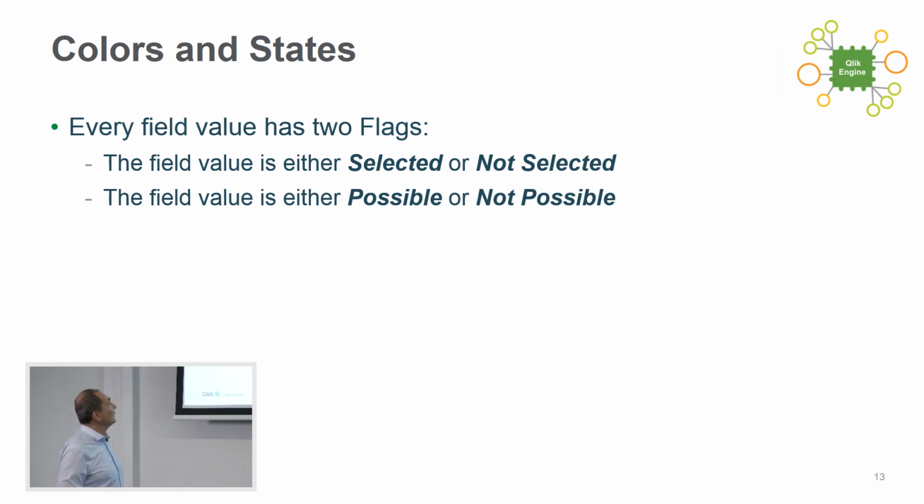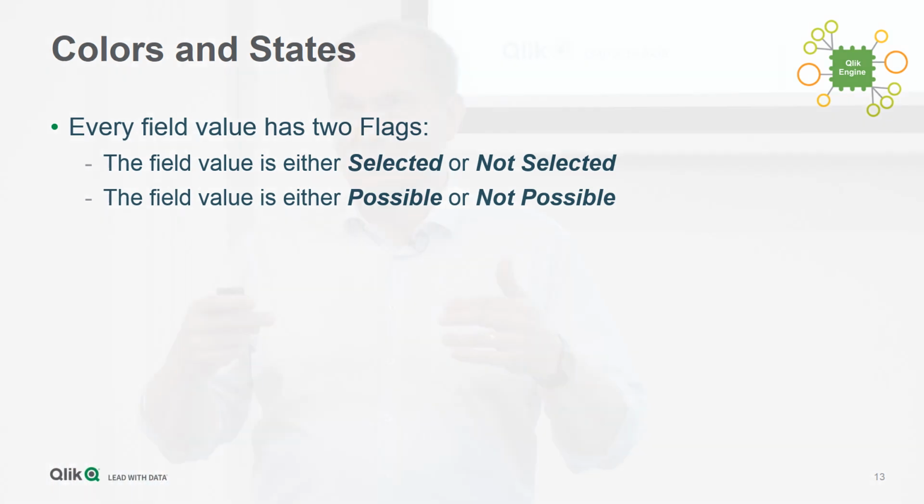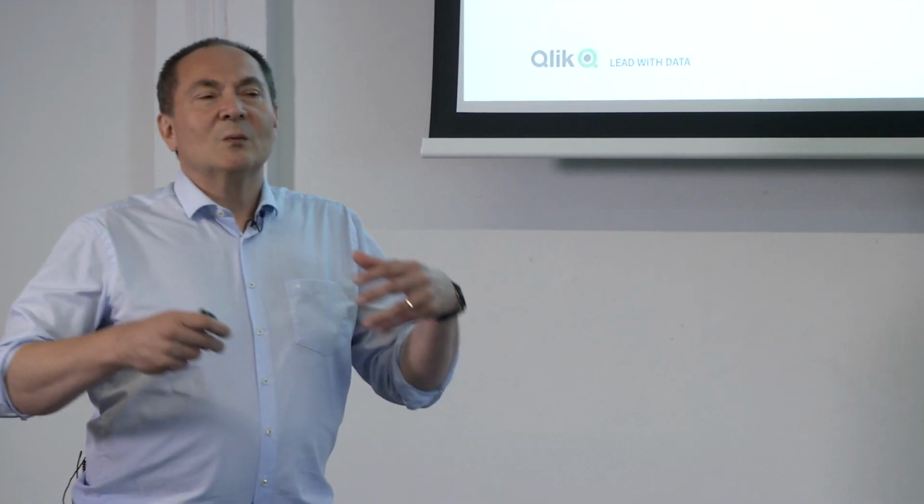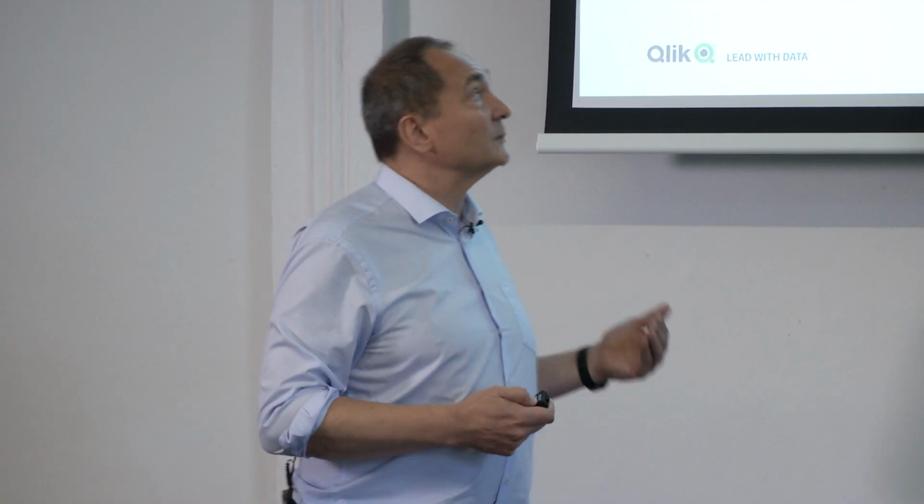But now comes the tricky part. These 2 flags are independent of each other. Now this is not what you would think naively. Of course you think that if it's selected then it's possible. But no, it's not that simple. So when we show the green, white, gray, we have reduced something complex to something simple, understandable for the user. But behind the curtain, it's quite complex.